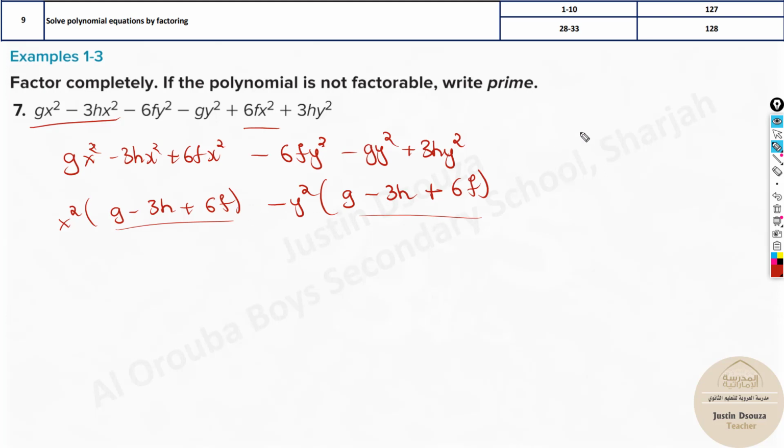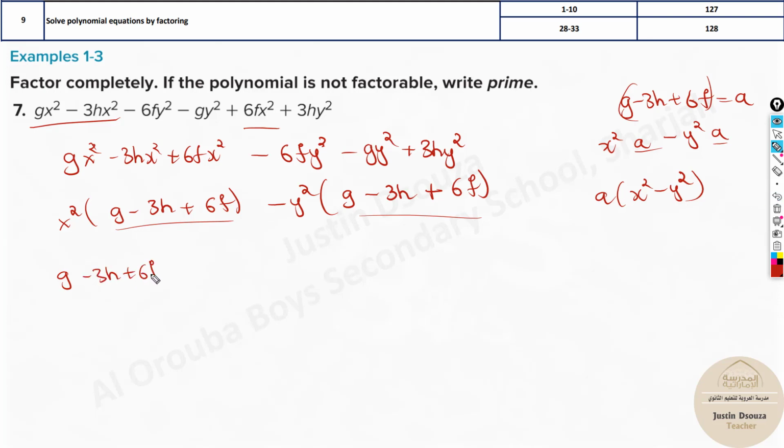Why? Because if I assume, say, g minus 3h plus 6f to be a, let's just assume this factor to be a. Then I'll rearrange this and write x squared a minus y squared a. Don't you agree? Now I can remove this out, right? A can be removed out. You're remaining with x squared minus y squared. That's what happened over here. So same thing, I'll remove this g minus 3h plus 6f out, and you're remaining with x squared minus y squared. See, this is the thing. A is what? G minus all those terms.